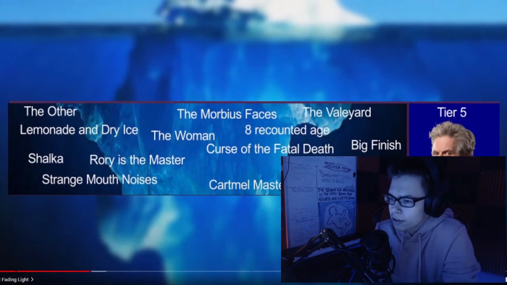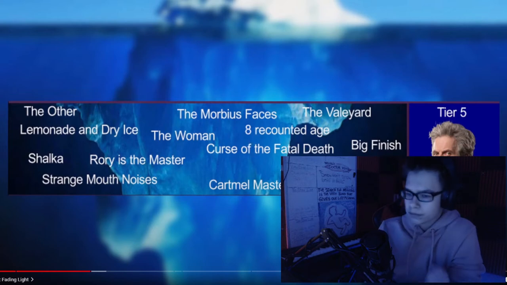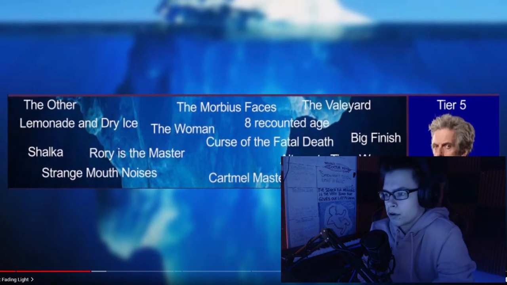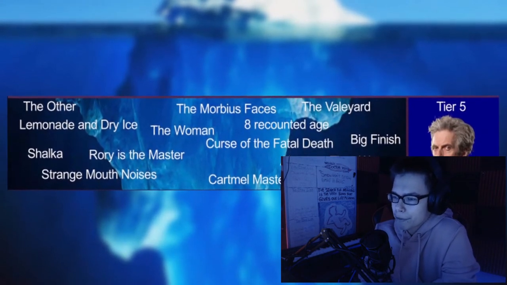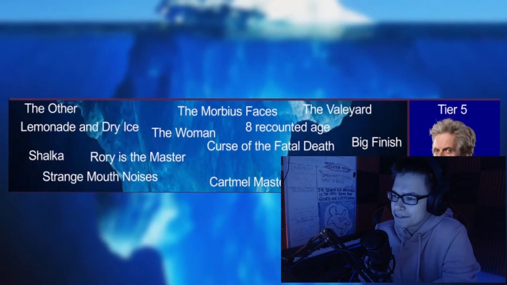Tier 5. Okay. Cardinal Mazepin, I know that. Big Finish, yeah. Rory is the Master, hello? God, no. Morbius Faces, the Other, Shalka, Valyard. I know most of these. People who know about the topics in this, I think the only ones I don't know are these classic ones. Could rightly be classified as superfans. Nothing strange from here. Simple or easy to wrap your head around.